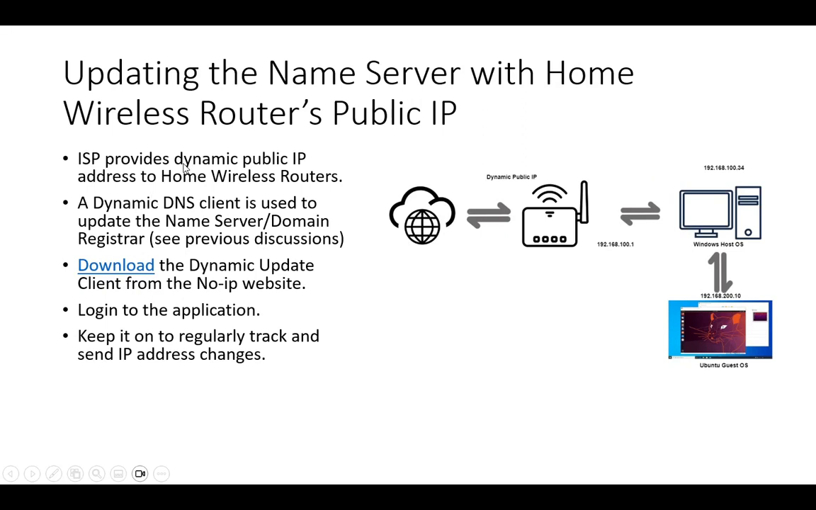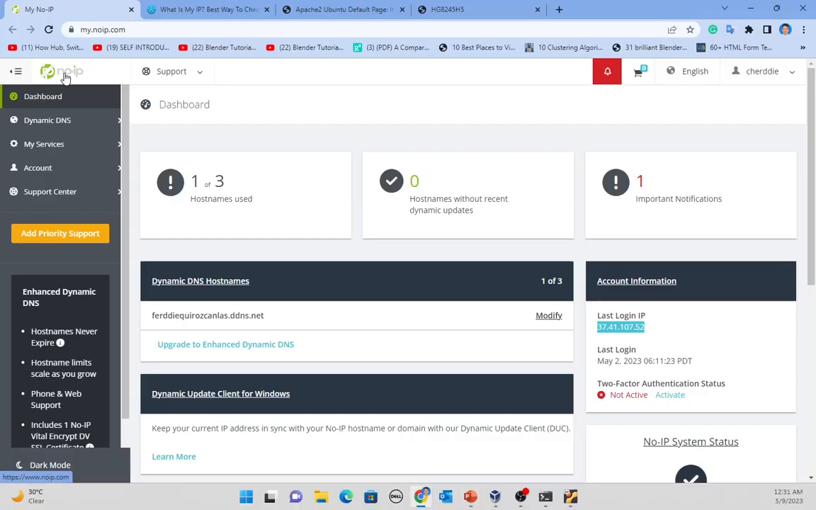Basically, the ISP provides dynamic public IP addresses to home wireless routers, unless you buy, of course. Extra charges will be there if you want to buy a static IP address or addresses. So mostly, we need to use a dynamic DNS client to update our name server or our domain registrar. When I say domain registrar, I'm referring to No-IP, or it could be GoDaddy, whatever company where you purchase your domain name.